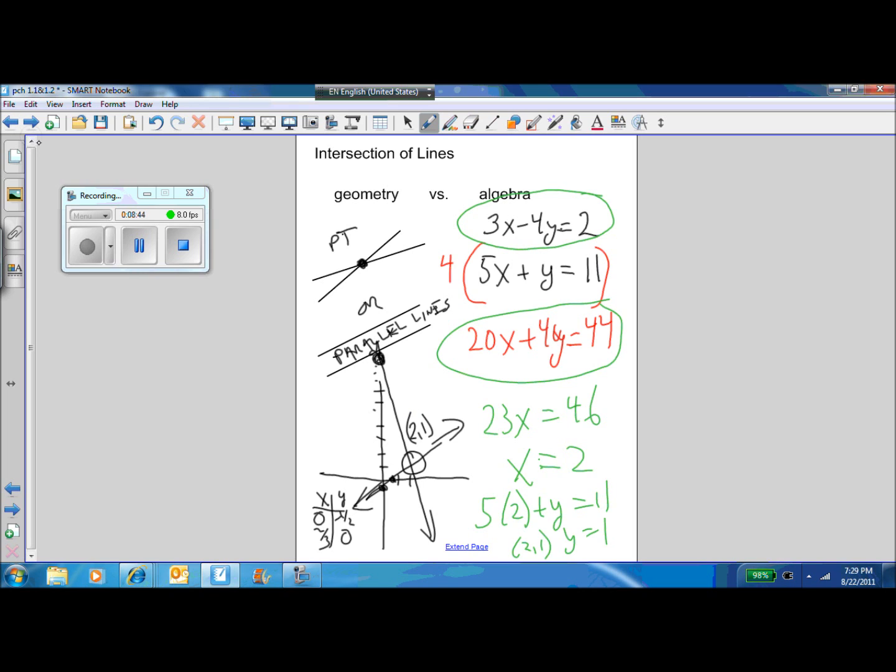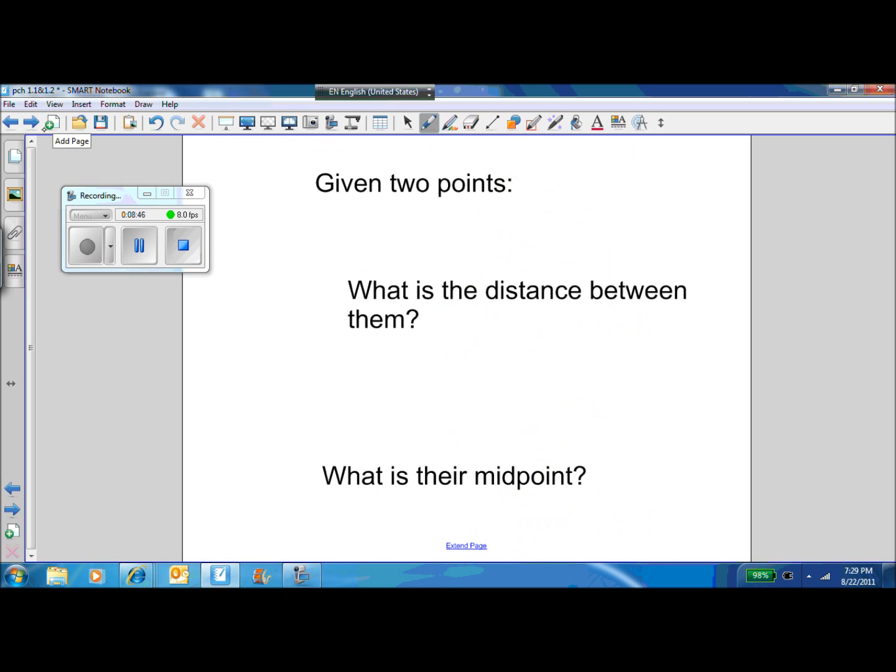Okay. Next concept. Just some formulas I'm sure you've got memorized already. Given 2 points, and let's call them x1 comma y1, x2 comma y2. We like to use subscripts, and one of the reasons for that is now we can easily extend it to 3 dimensions, which we'll be doing next semester. We'll be looking at these formulas in 3 dimensions. But right now let's focus on 2 dimensions.